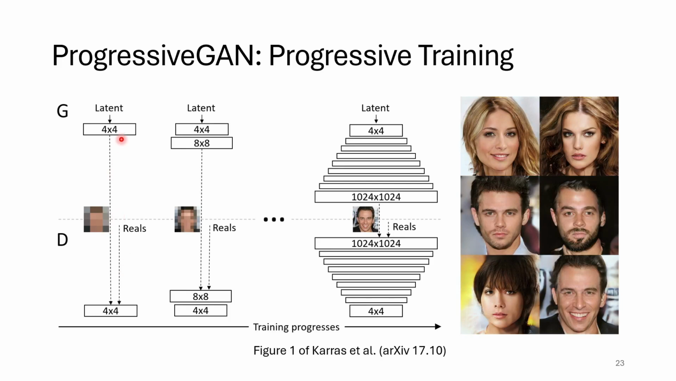First, if they want to train a GAN that can generate images of 1024 squares, this is very high dimensional and difficult. So how to do it? Just train a very small GAN from 4x4 to 4x4. So this is relatively easy.